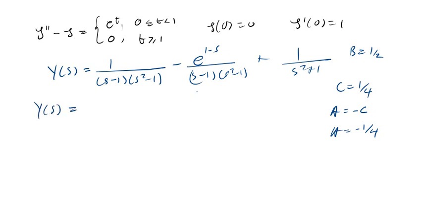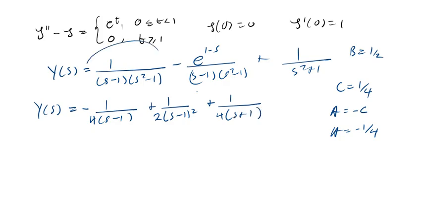So our y of s is equal to, since our a is negative, negative 1 over, we said it was s minus 1. Then our b is positive, so we have 1 over, and by the way there is a 4 here, we say 2, that would be s minus 1 squared. Then our c is also positive, it will be plus 1 over 4, so 1 over 4 times s plus 1, like this. So this is how we decompose this one.